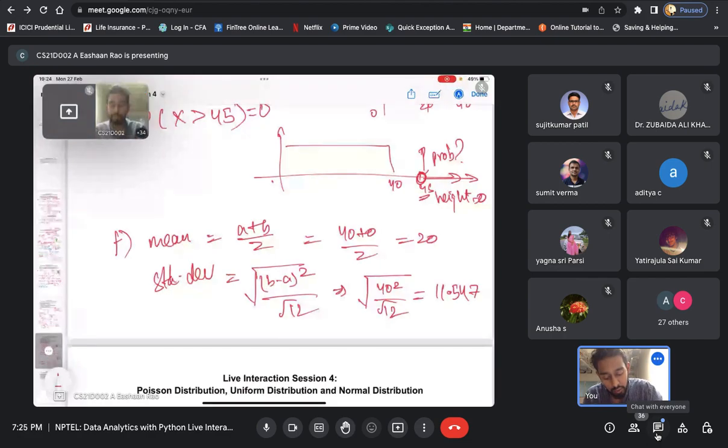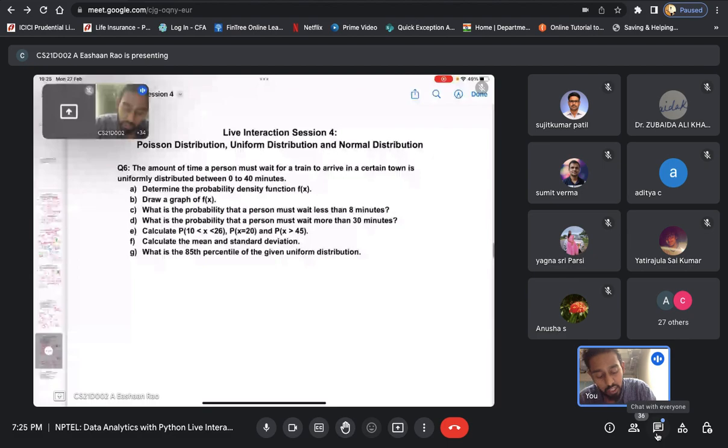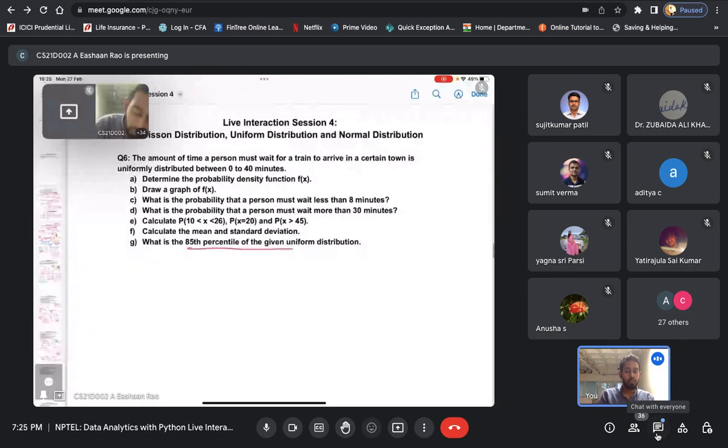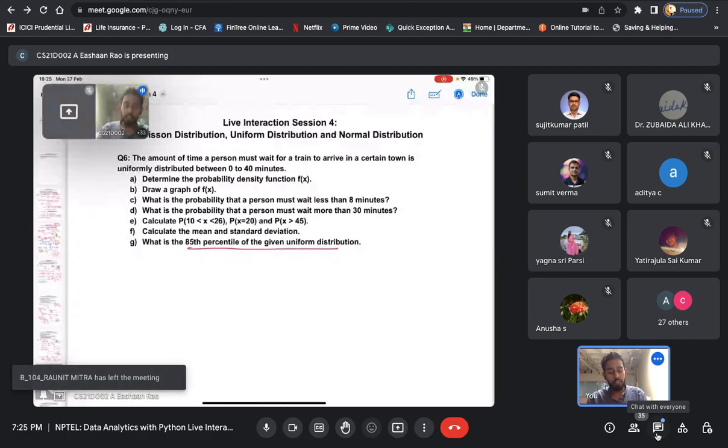Okay, and the last question is, this is interesting, find the 85th percentile of the given uniform distribution. So they want to know that, I have got a uniform distribution right now, and I want to know what value will be there at the 85th percentile. So in terms of this minute, what will the k minute be if the 85th percentile is given for the uniform distribution? That means for the 85th percentile, we will consider all the values which are less than the 85th percentile in this case.